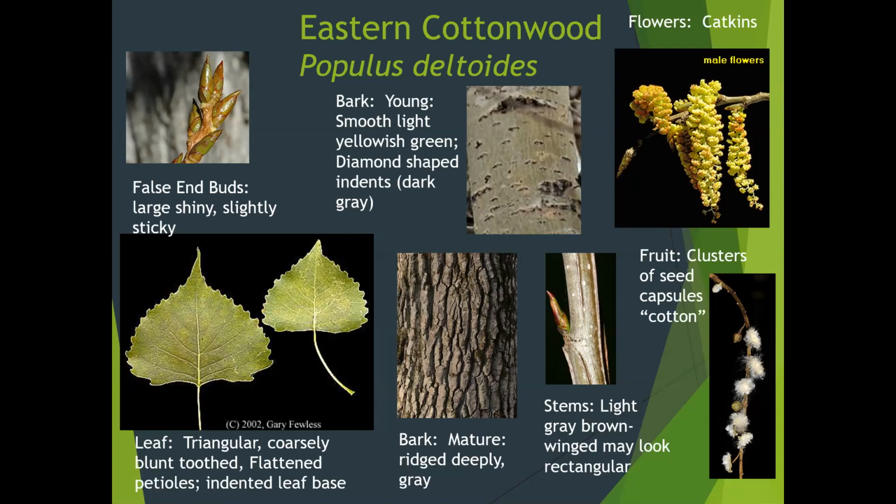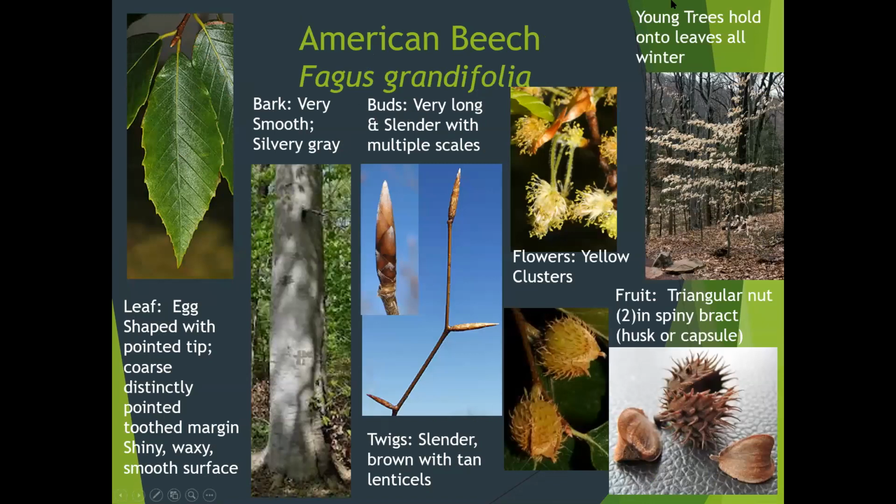So our next tree is American beech, and it's another one of those single tooth leaf trees. So this is an egg-shaped leaf. It has a very pointed tip. It's longer than it is wide, and it has a toothed margin. It's kind of intermediately or coarsely toothed, but they're very pointy on the edges. And it has a shiny, waxy, smooth surface, so it's very smooth to the touch. And the bark is also really smooth.